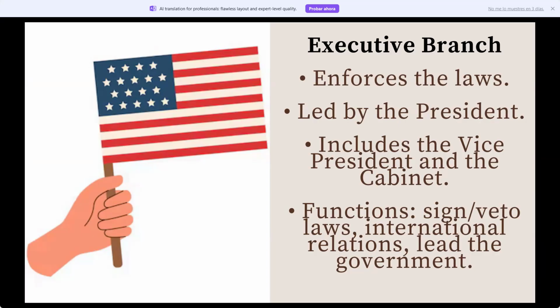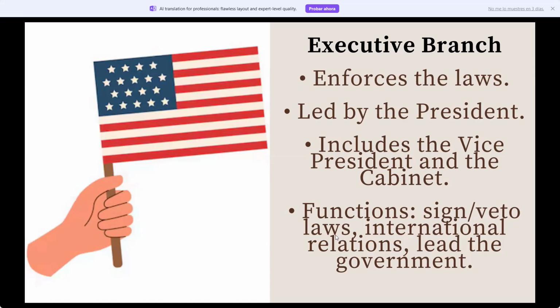Some of the main powers of the executive branch are to sign laws, represent the country in international affairs, and direct the national government. On the other hand, the legislative branch is also known as Congress. Congress is in charge of making laws. It is divided into two chambers.